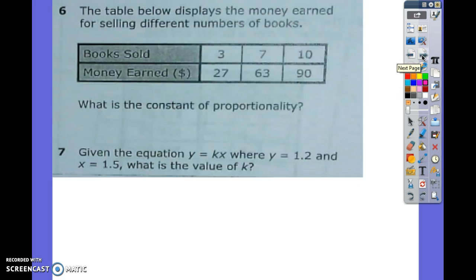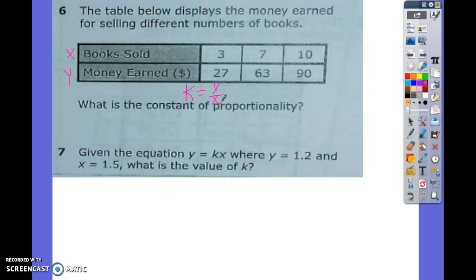Number 6. The table below displays the money earned for selling different number of books. Books sold is going to be our X. Money earned is going to be our Y. What is the constant of proportionality? When we find the constant of proportionality, we are doing K is equal to Y divided by X.